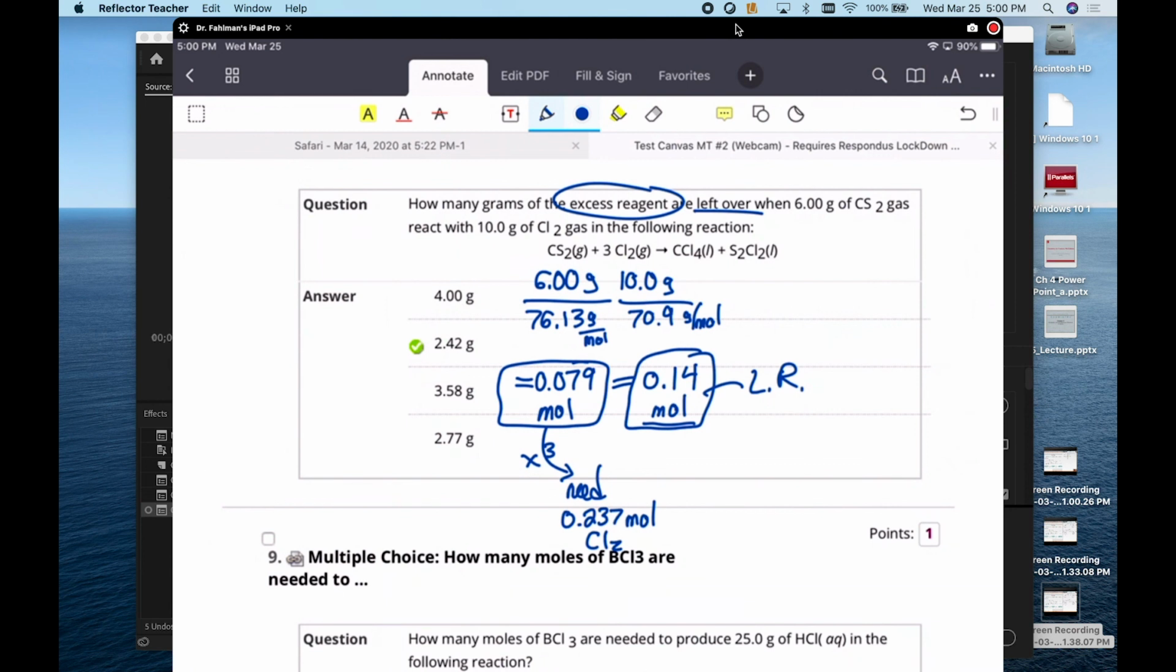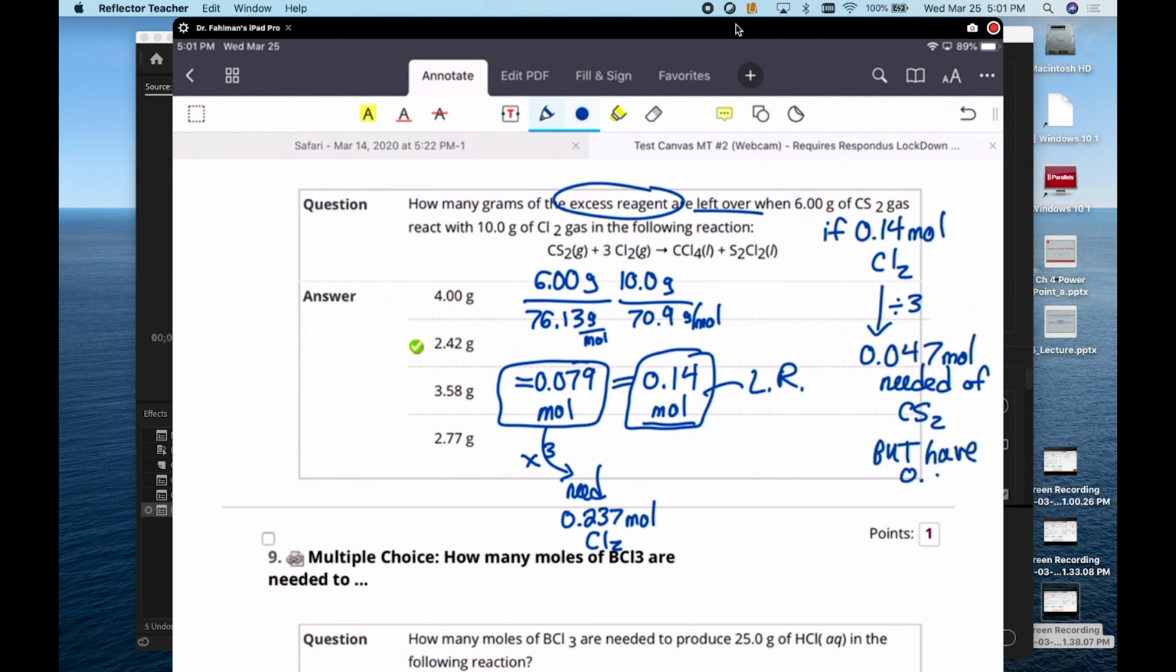And so now let's flip it the other way around. Now that we know that carbon disulfide is the excess, if you have 0.14 moles of chlorine, then let's divide that by 3. So 0.14 divided by 3 is 0.047 moles needed of the CS2. But you have 0.079 moles, so in excess.